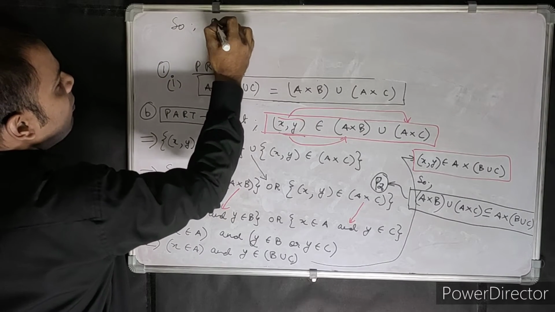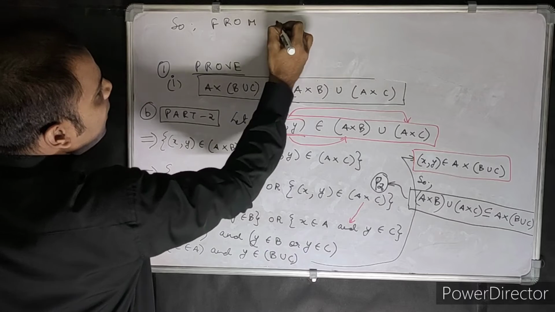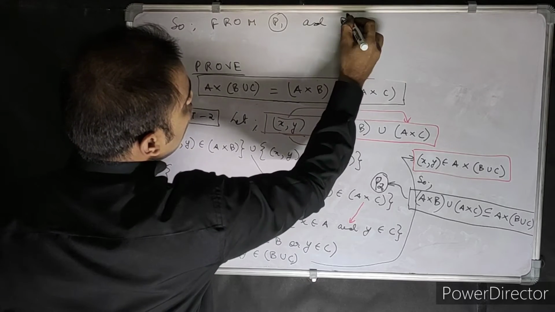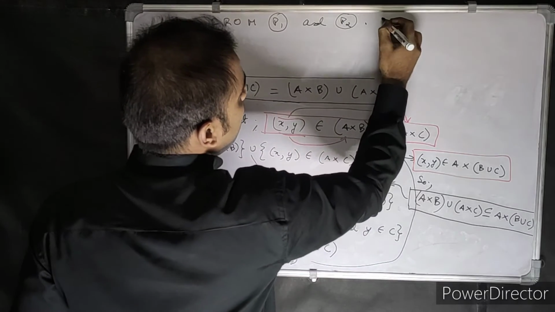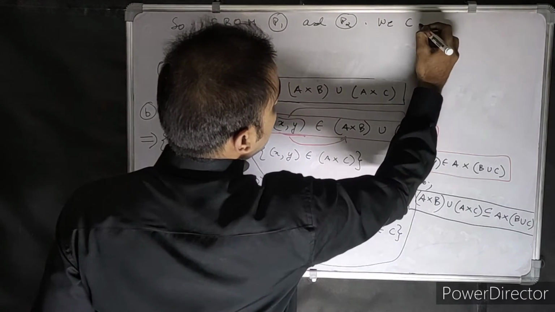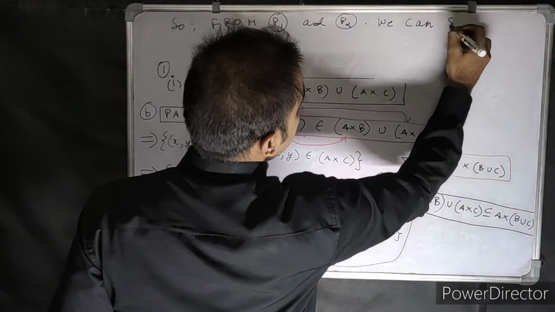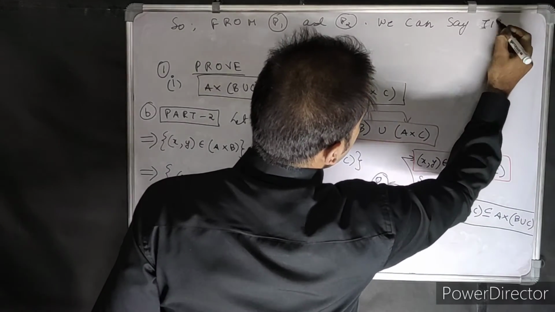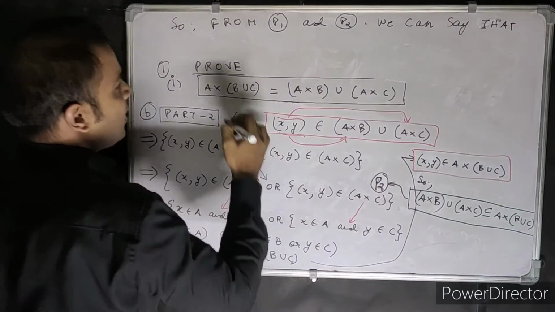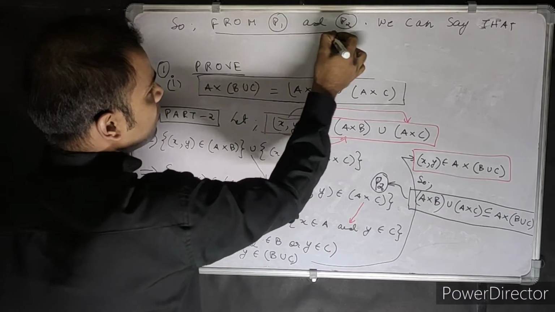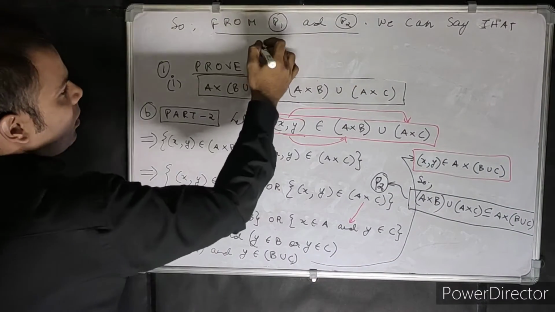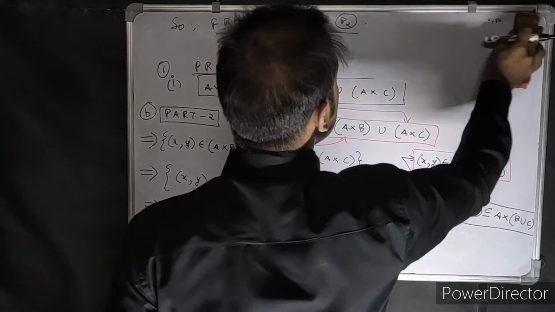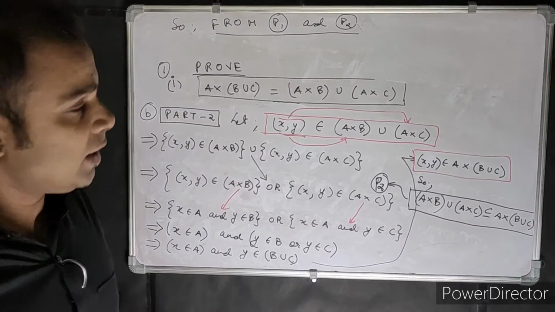So, from P1 and P2, we can say that, or you don't have to write all that, you just write from P1 and P2. Don't need to write too much English.